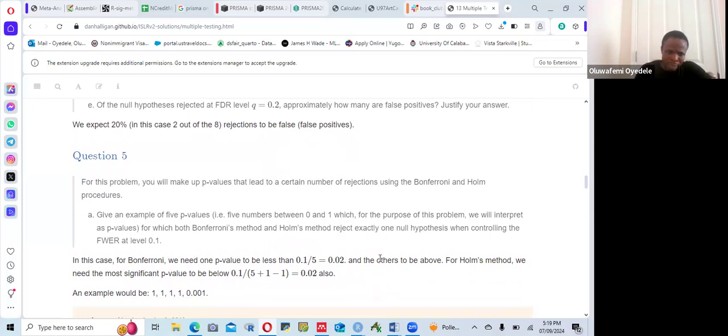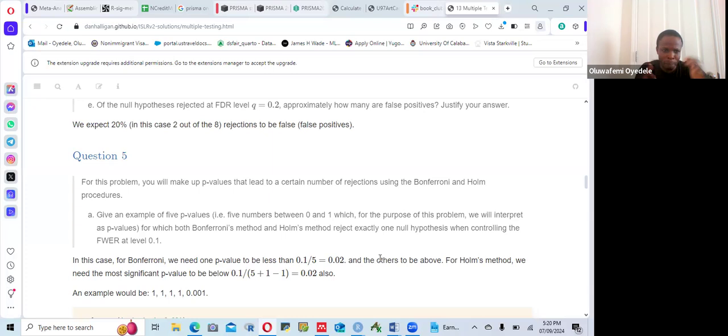In part A, they say we should give an example of 5 p-values, that is 5 numbers between 0 and 1, for which both the Bonferroni method and the Holm method reject exactly one null hypothesis when controlling the family-wise error rate at level 0.1. So for Bonferroni, we need one p-value to be less than 0.1 over 5, which is 0.02, and the other p-values to be above 0.02.